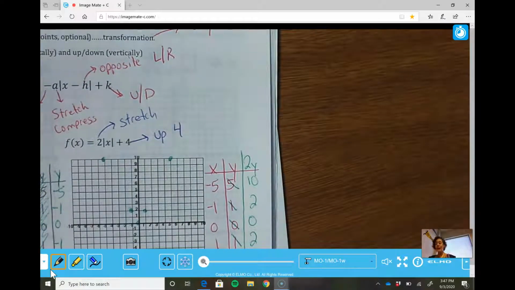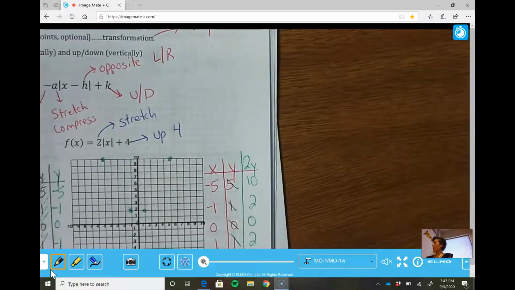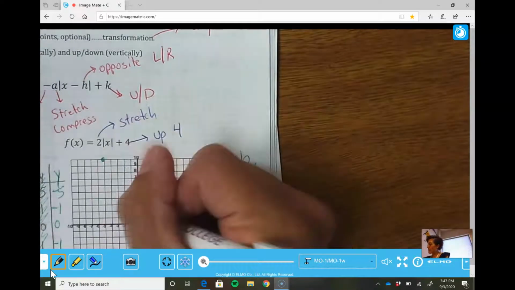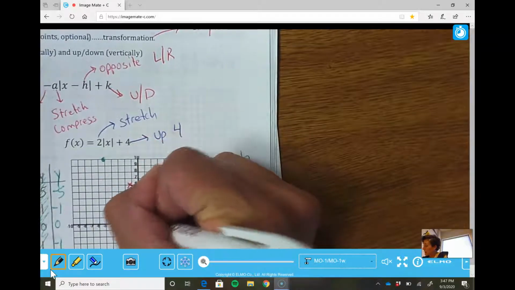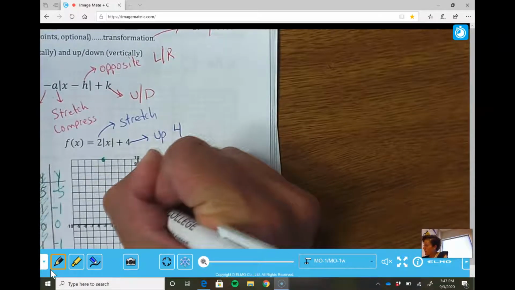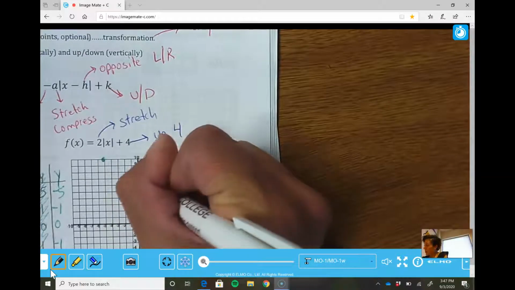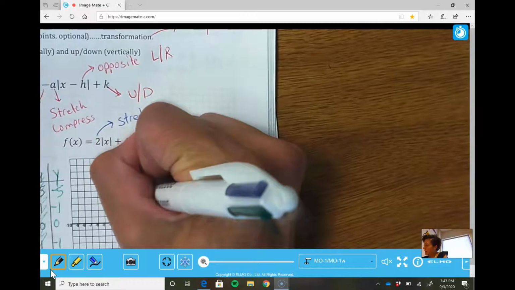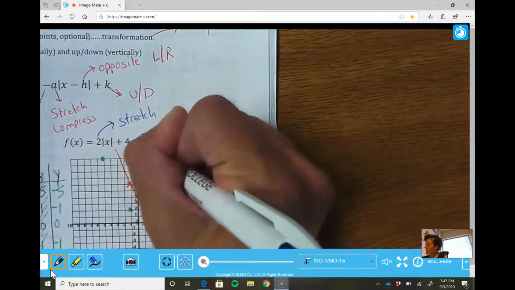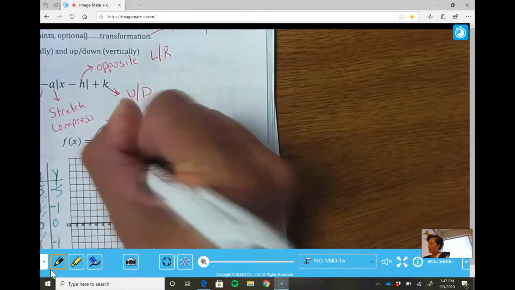And now to complete that transformation, I'm going to take the points and move them up 4. So if I move these up 4, I run off the graph paper, so I'm not going to worry about that. I'm just going to take this and go up 4. I'm going to take this one and go up 4. And I'm going to take this one and go up 4. And then I'll just connect my points. And I should have a much skinnier V that has also moved up 4.